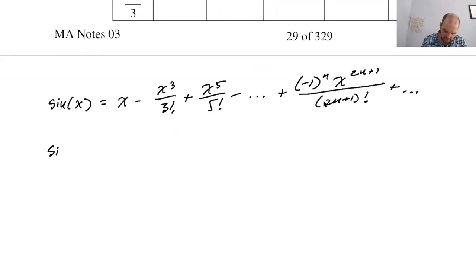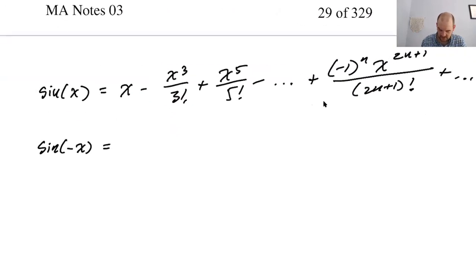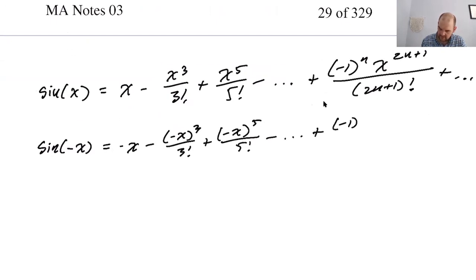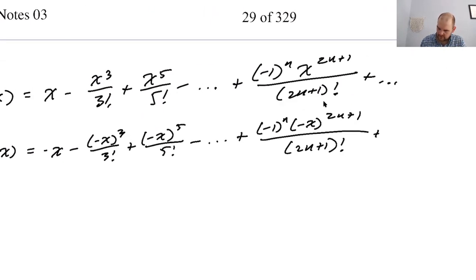So the sine of negative x is, just replace every x you see with negative x. So it's going to be negative x minus the quantity negative x cubed over 3 factorial plus the quantity negative x to the 5th over 5 factorial minus dot dot dot plus negative 1 to the n, negative x to the 2n plus 1 over quantity 2n plus 1 factorial plus dot dot dot.